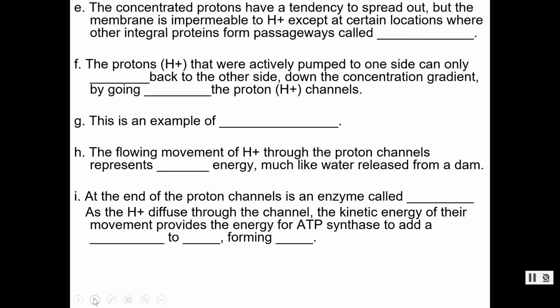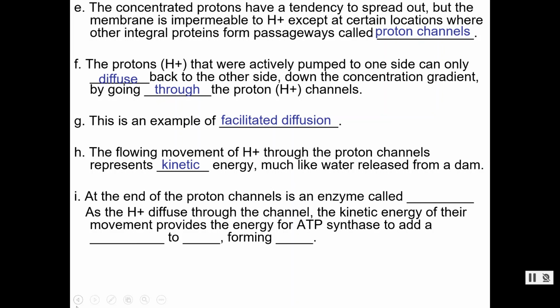Okay, what else? Concentrated protons have a tendency to spread out, but the membrane is impermeable to hydrogens except at certain locations. These passageways are called proton channels. The protons that were actively pumped to one side can only diffuse back down to the other, and then they go through these proton channels. This is an example of facilitated diffusion. Diffusion means it comes back through without any energy. Facilitated means it can't just cross through the membrane. It needs those integral proteins to form a channel.